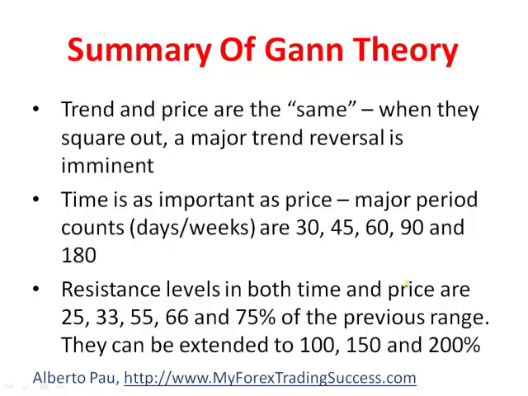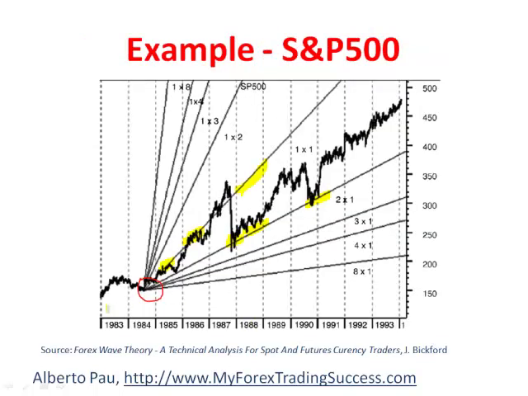The major period counts, days or weeks, are usually 30, 45, 60, 90, and 180 days or weeks according to Gann. So effectively, if we would have drawn a chart here with the time as well, we would have been drawing those period counts. Now we have yearly data here only, so we would have to get onto weekly or monthly granularity.